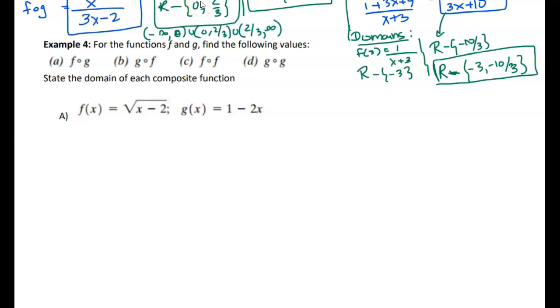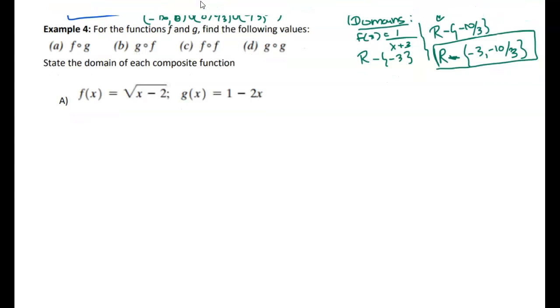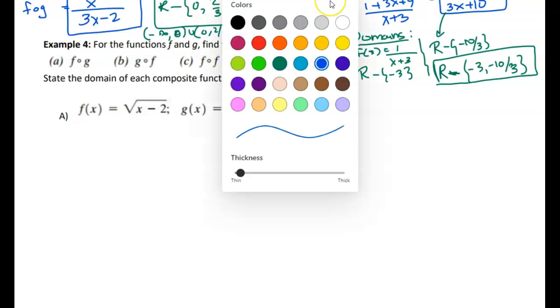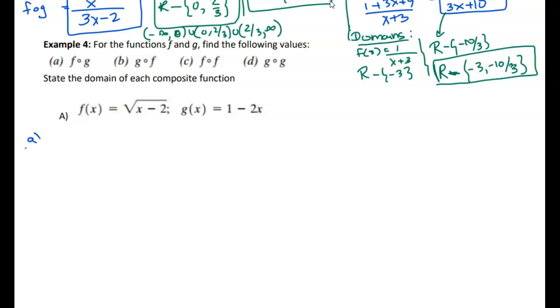All right. Same deal. Find the compositions and then state the domains. And this time with radicals. Okay, so let's do it with that. Okay, so part A, we're doing f of g. So we're plugging g into f.